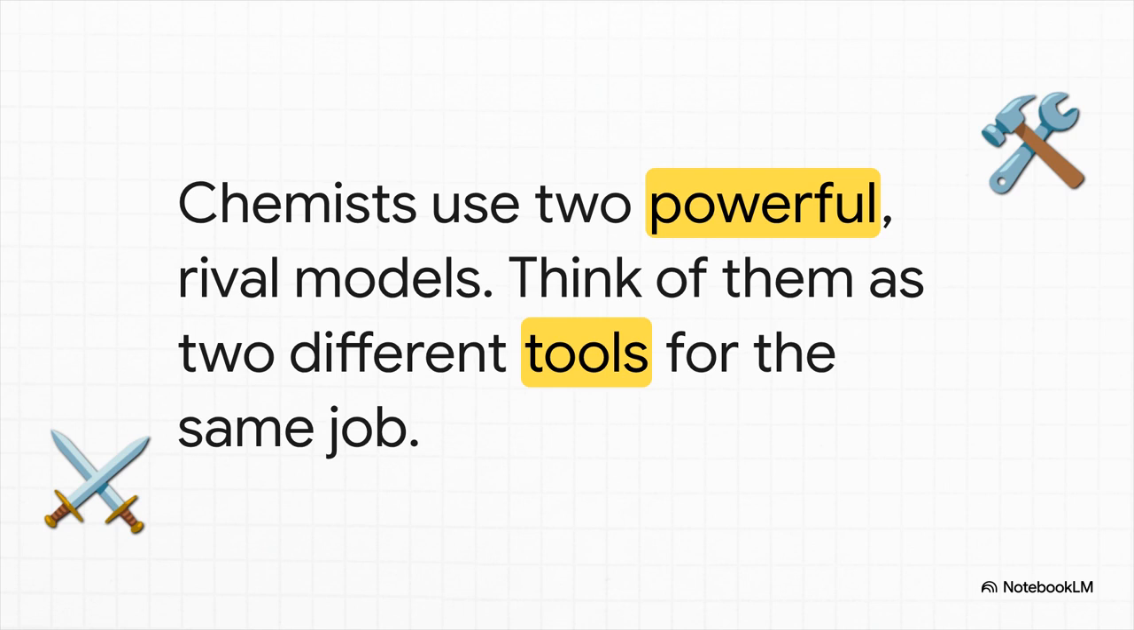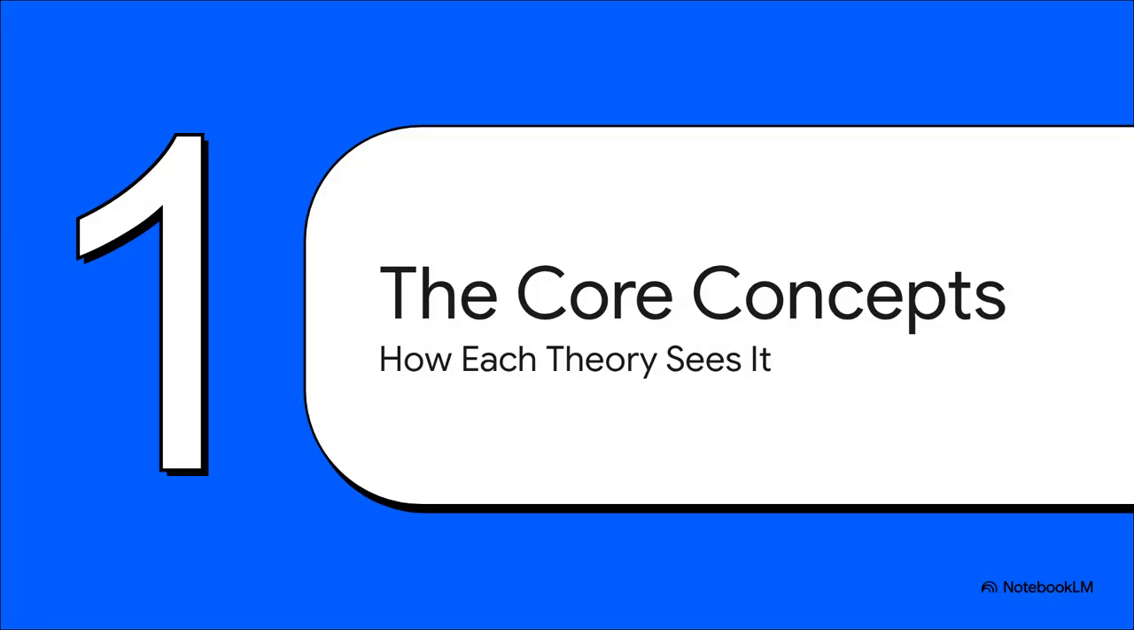A better way to think about them is like a wrench and a screwdriver. They're both super useful tools, but you really got to know which one to pick for the specific job you're trying to do. All right, so let's pop open this toolbox. Before we can figure out when to use the wrench and when to grab the screwdriver, we need to understand how each one is actually designed. We're going to start with the core philosophy of each theory, basically how each one sees a chemical bond.